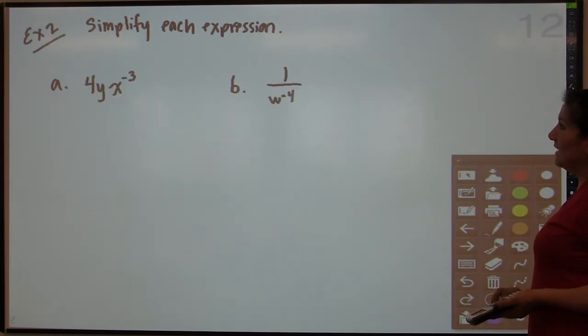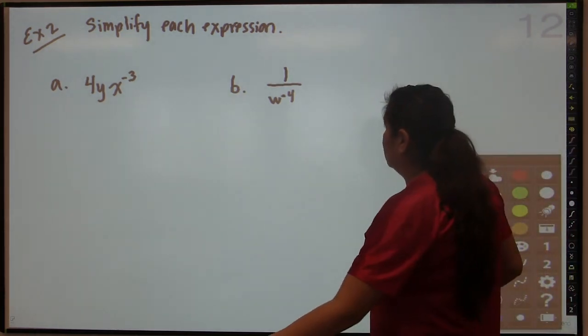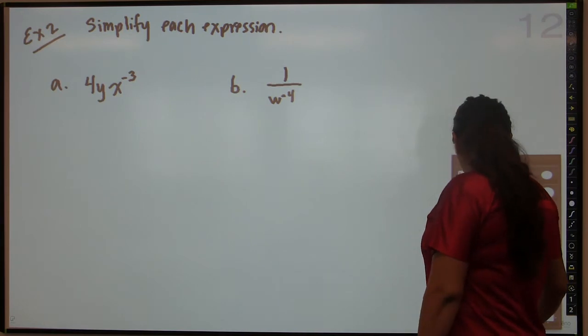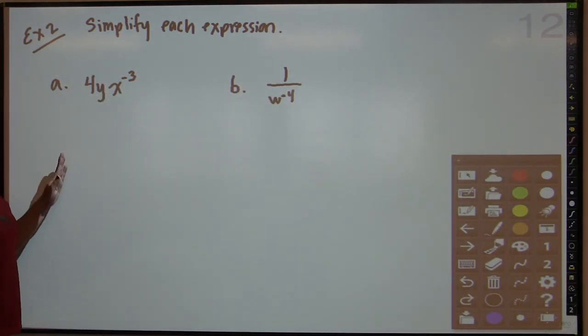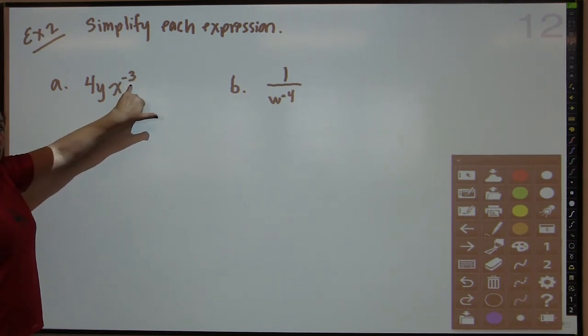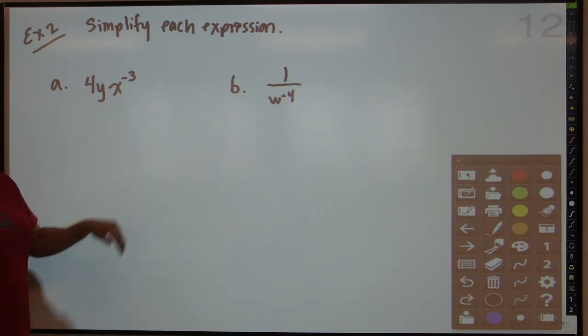So then my second example is to simplify the expression. So now we have variables in the mix, and I want to start with A. First thing that you want to notice is that there are no parentheses here. So the negative 3 exponent is only affecting the x, not the 4, not the y. So in this case, we are not distributing.